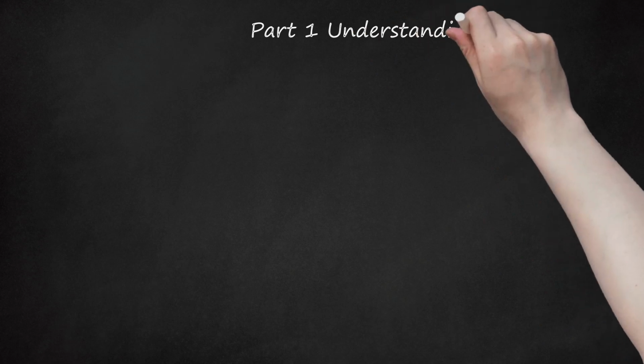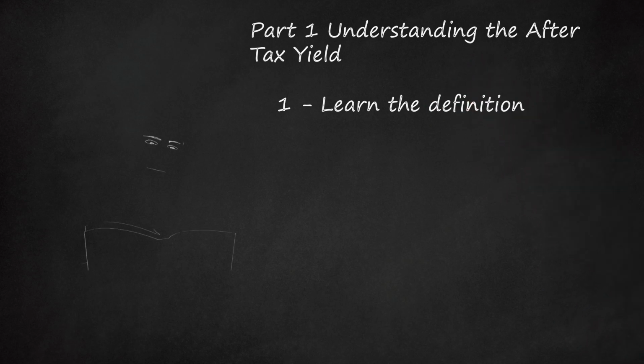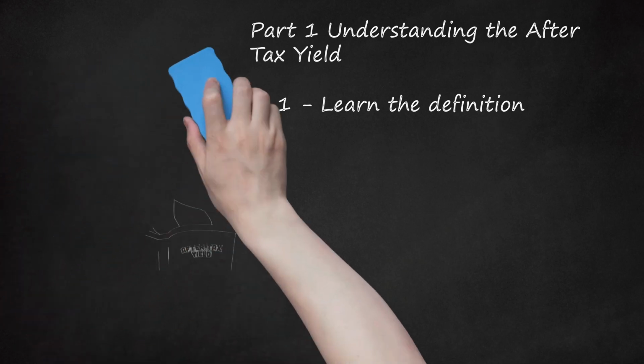Part 1: Understanding the after-tax yield. 1. Learn the definition. The after-tax yield, or after-tax return, is the profitability of an investment after all applicable taxes have been paid. The type of tax paid and the investor's marginal tax rate affect the amount of the after-tax yield. The after-tax yield may vary depending on whether the investor has to pay income tax or capital gains tax, and on the investor's marginal federal and state tax rates. For investors whose income places them in a high tax bracket, the after-tax yield may be significantly less than the pre-tax yield.